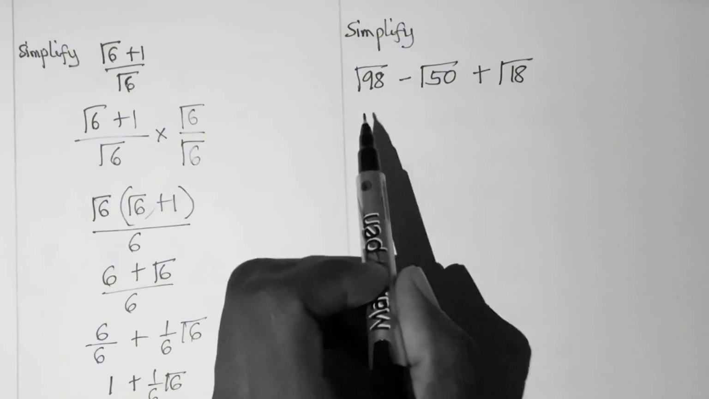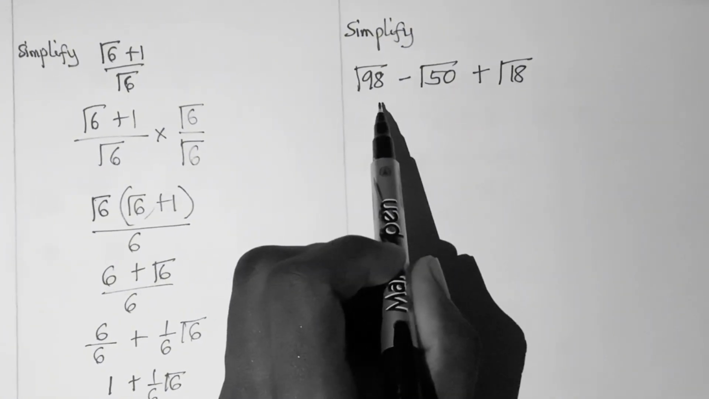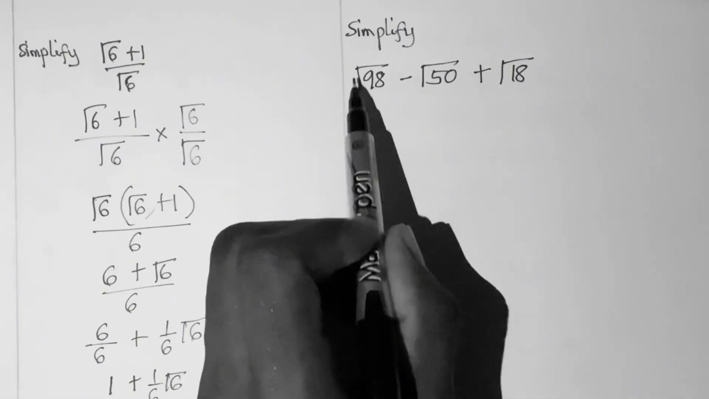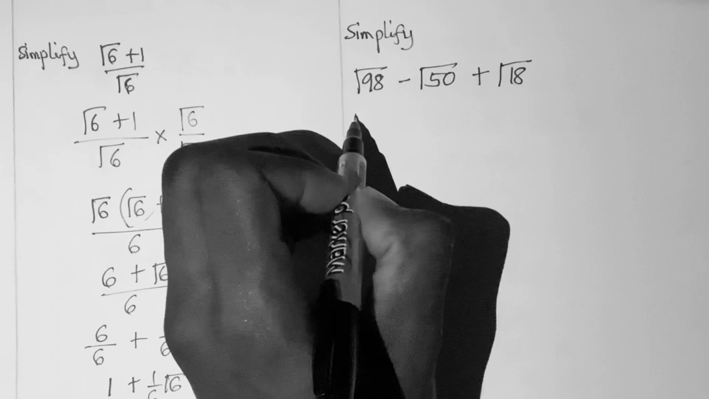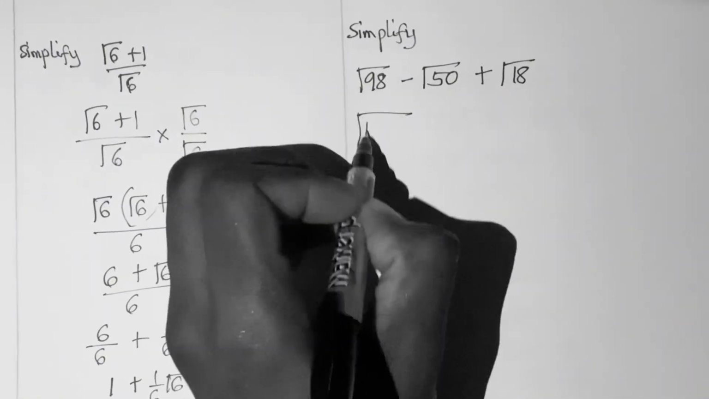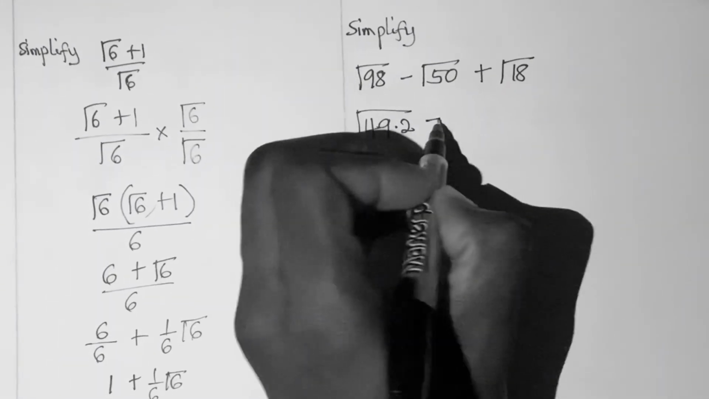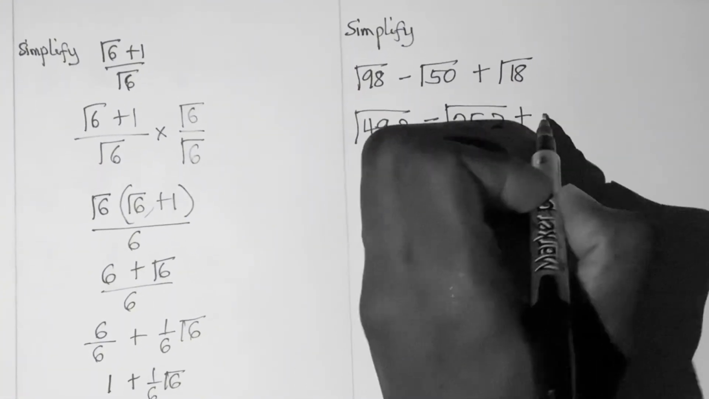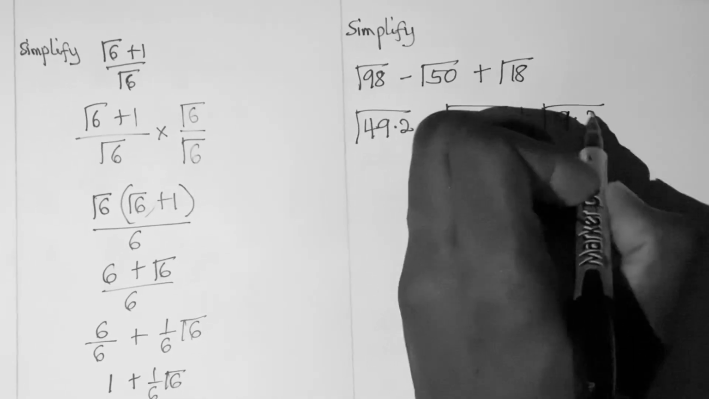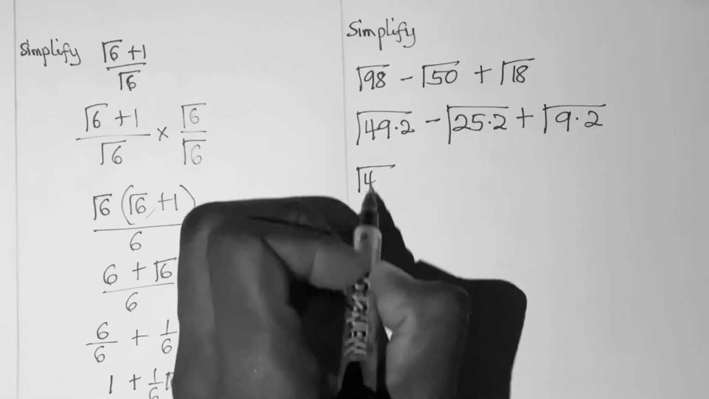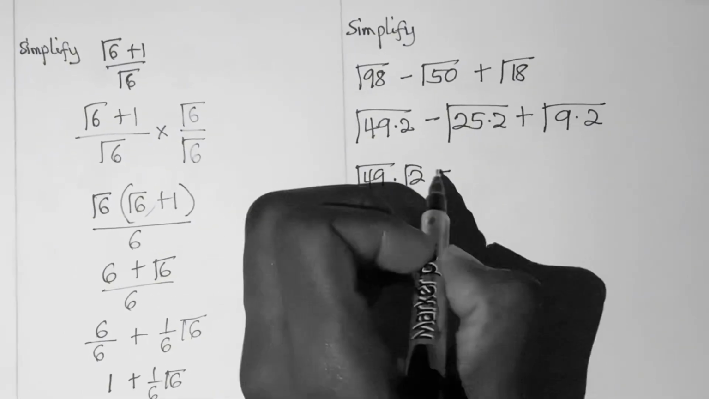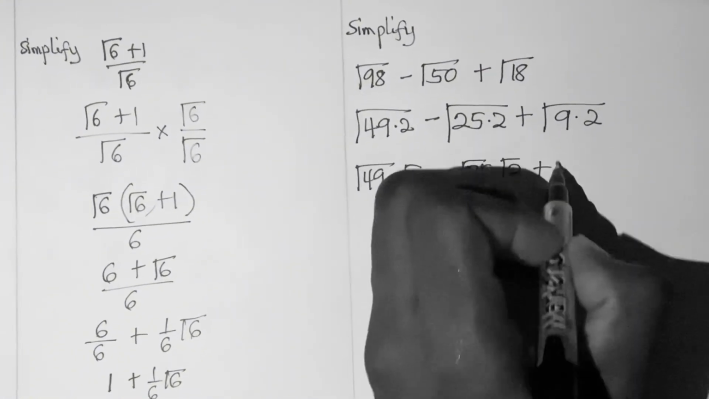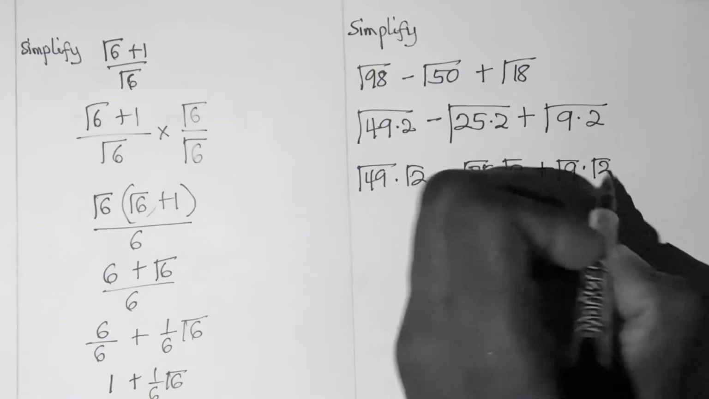So we have this question here. We are supposed to simplify square root of 98 minus square root of 50 plus square root of 18. Now square root of 98 is the same as, you see that 49 times 2 is 98. So here is 49 times 2. Then minus square root of 50, that is 25 times 2, then plus square root of 18 is 9 times 2. So this becomes square root of 49 times square root of 2 minus square root of 25 times square root of 2 and plus square root of 9 times square root of 2.